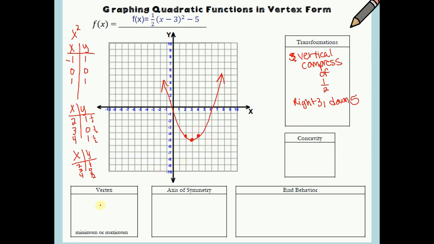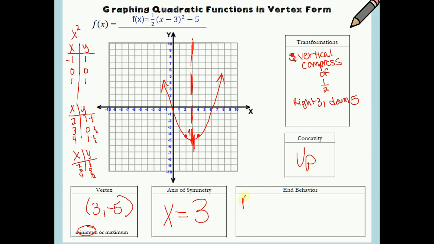So my vertex, we found it, was at (3, negative 5), aka I moved right 3, down 5. It is a minimum, an absolute minimum there. Axis of symmetry, we talked about this in standard form as well. Notice this guy has it right here at x equals 3. That's where I can perfectly fold him. Concavity, remember, up like a cup, down like a frown. This guy is up like a cup.